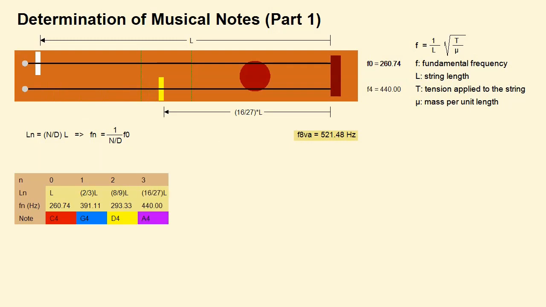If we multiply the frequency of the last note by 3/2, we get a frequency of 660 Hz, which is higher than 521.48 Hz. Therefore, we use a factor of 4/3 to modify the length of the string, with which we obtain a length of 64/81 of L. We will use this value in the instrument.